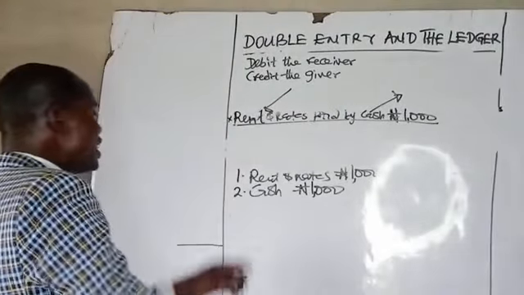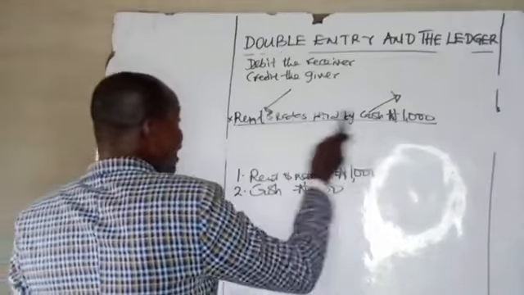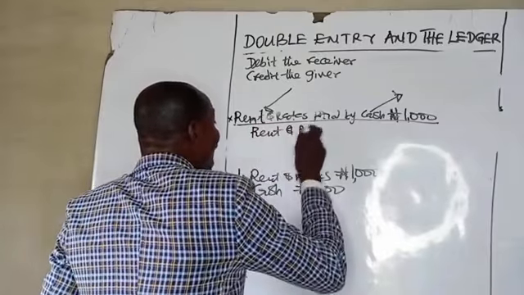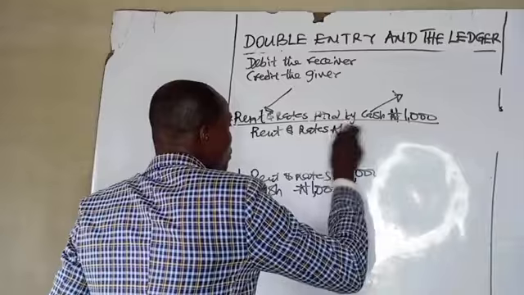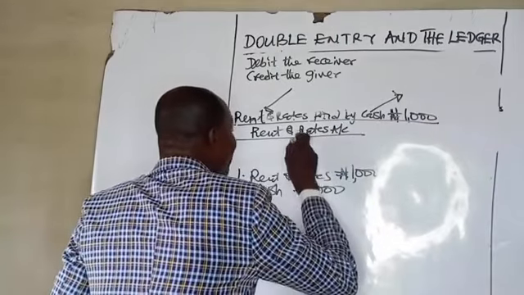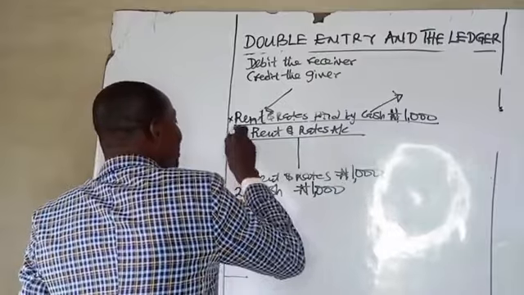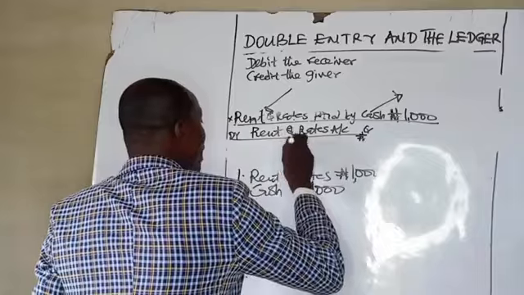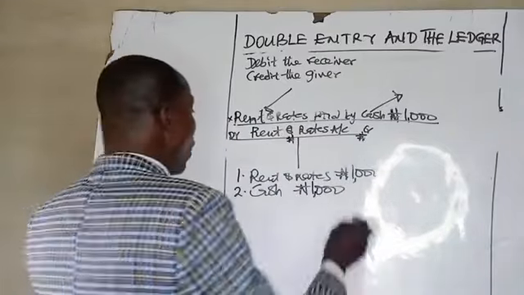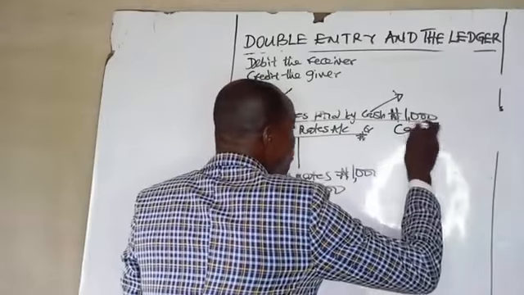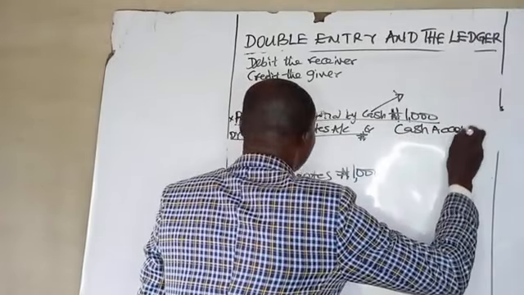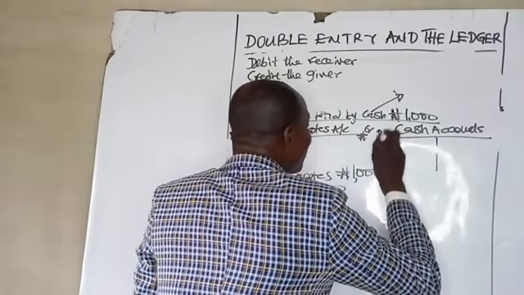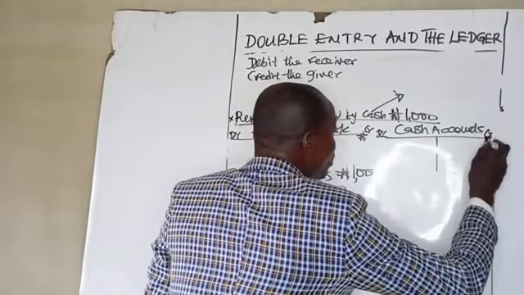In this case, since this affects rent and rates and cash, you are going to open rent and rates account. This is the debit side of rent and rates, and this is the credit side of rent and rates. You put your naira sign. Then you also open cash account. This is the debit side of cash account, and this is the credit side. You also put your naira sign.